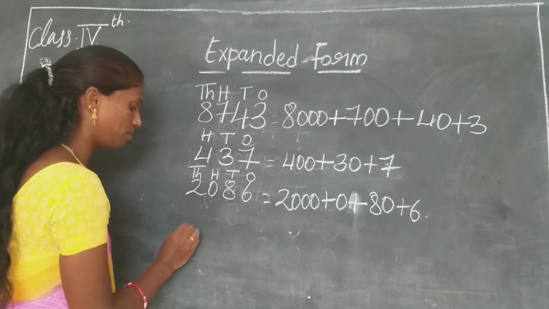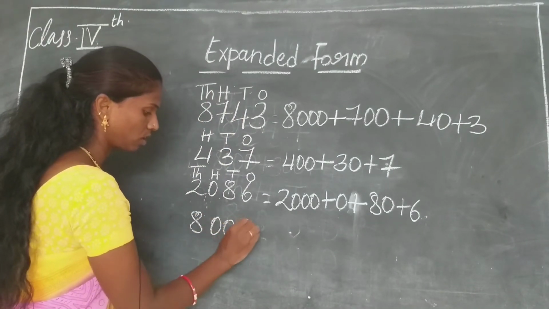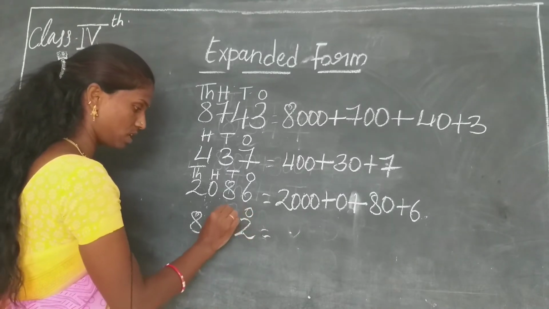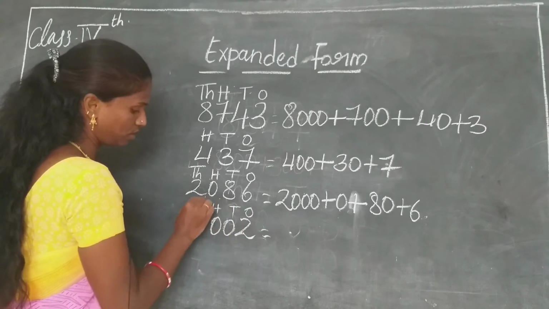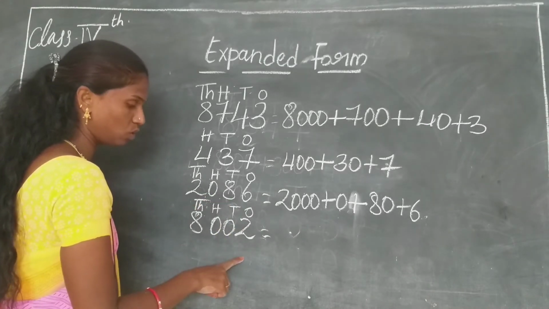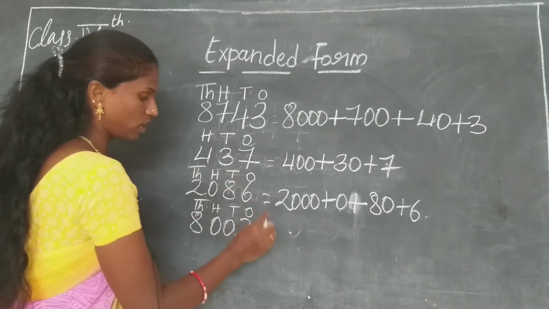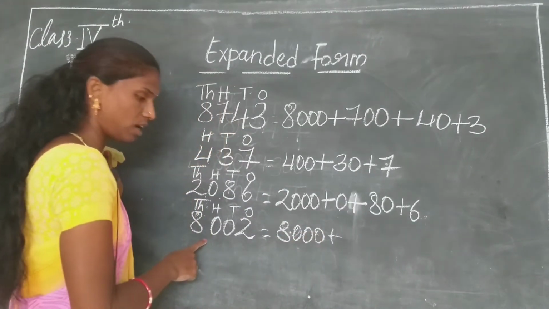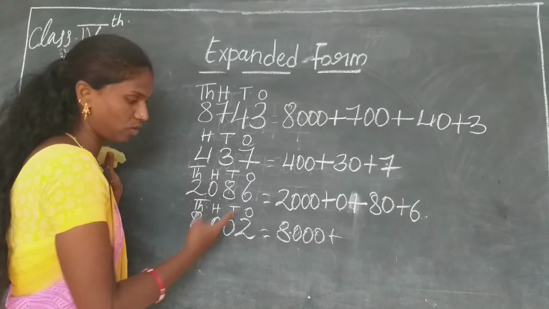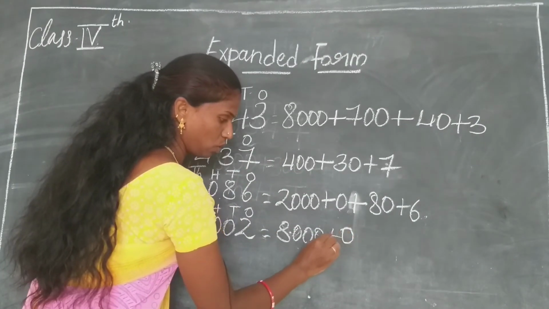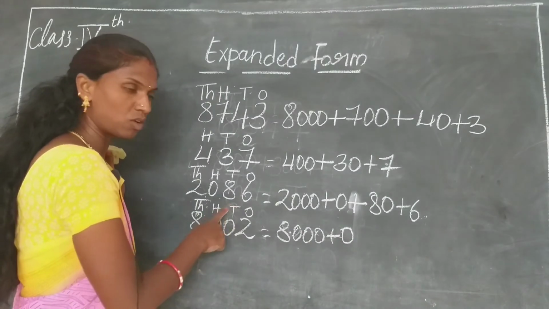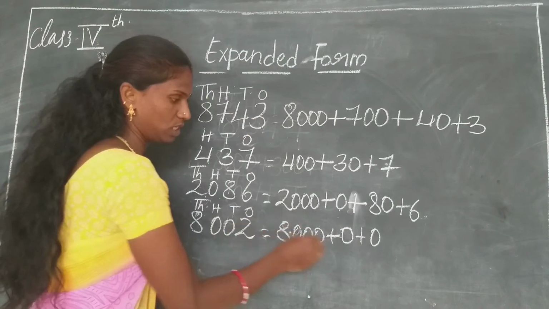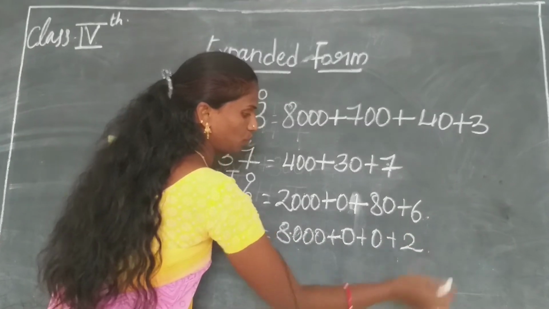Now we will take one more number, 8002. So here also arrange the place values. Here 8 is in the thousands place, we have to expand 8 as 8000. In the hundreds place, 0 is there, so we have to write as it is 0. In the tens place 0 is there, as it is we have to write 0, and in the ones place 2 is there, we have to write 2.